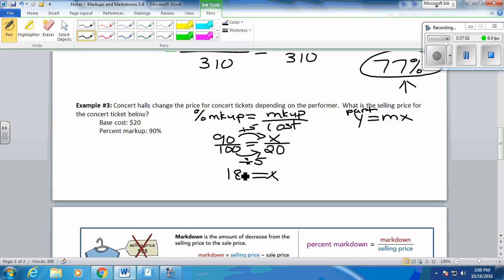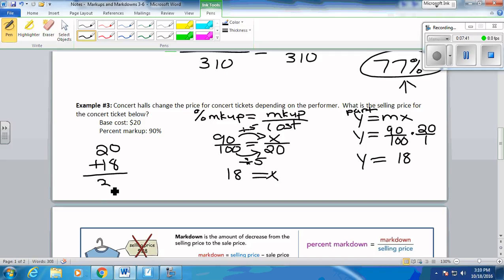You could go through and multiply both sides by 100. If we wanted to use the y equals mx formula, because we're looking for the part, I would put in 90 divided by 100, and then put the base cost of 20 over here. So then I could work this out, and I still would get an answer of 18.